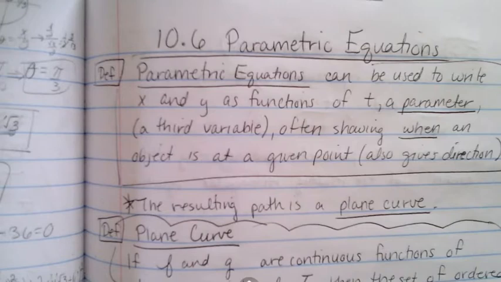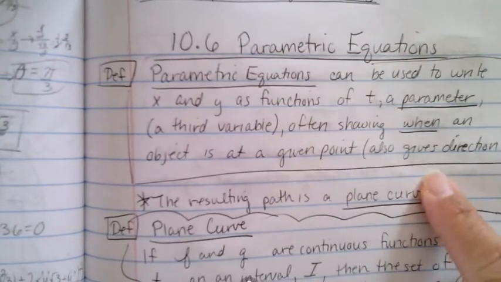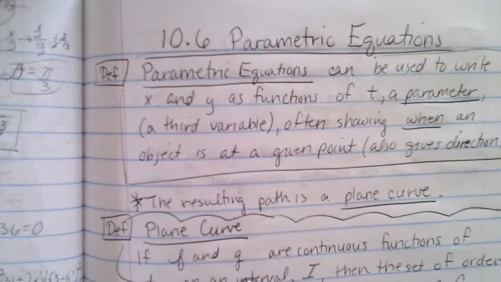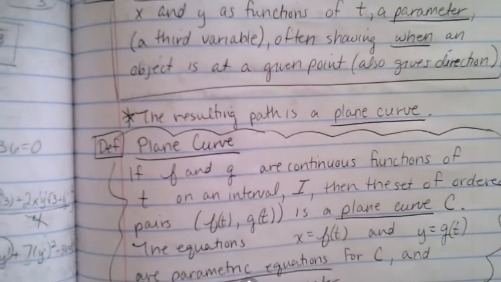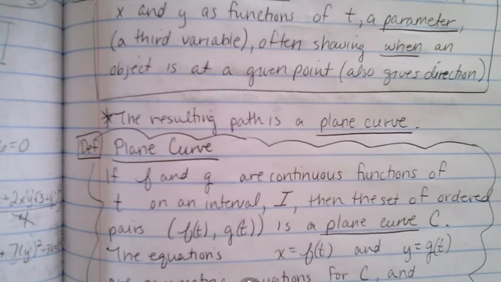Parametric equations can be used to write x and y as functions of t. Again, that could be our time, often showing when an object is at a given point, and it's based on all the other factors that go into it. It also gives direction, which we're going to focus on in this particular unit. The resulting path of this object is what's called a plane curve.